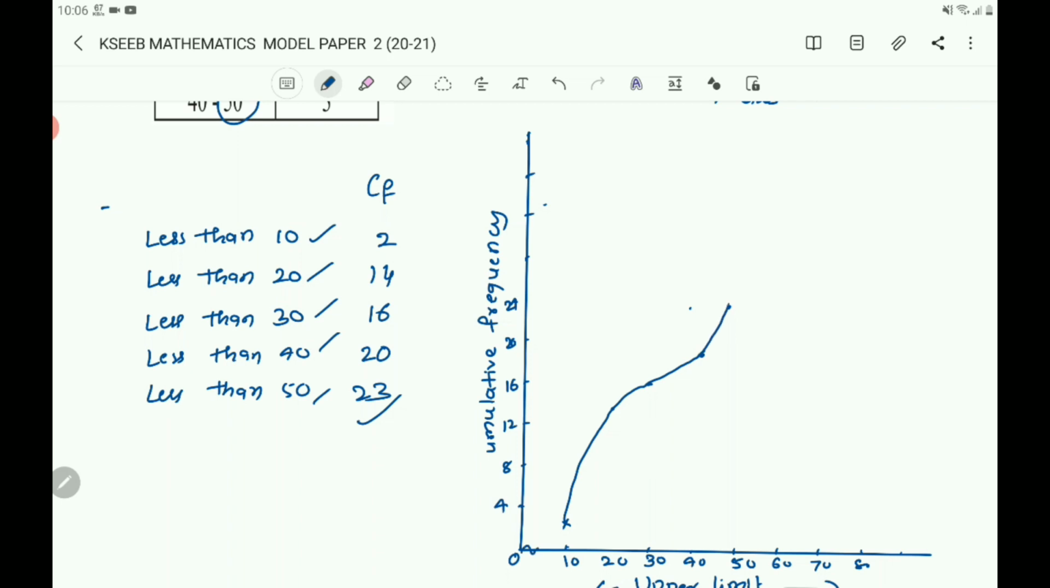This one here is an abstraction, and this is a less than type ogive. Here you take a graph sheet and draw, or otherwise you can draw without graph sheet also.